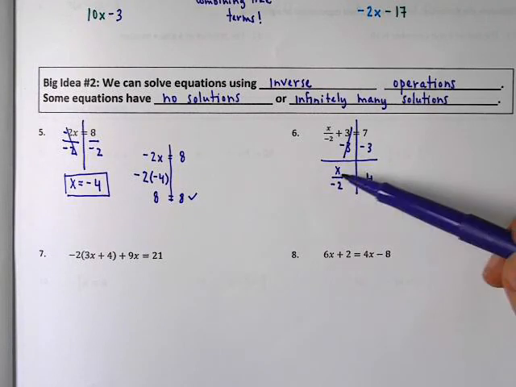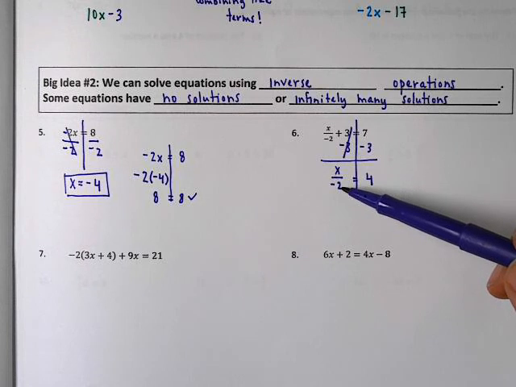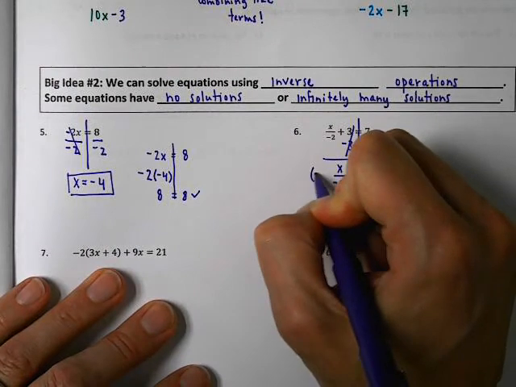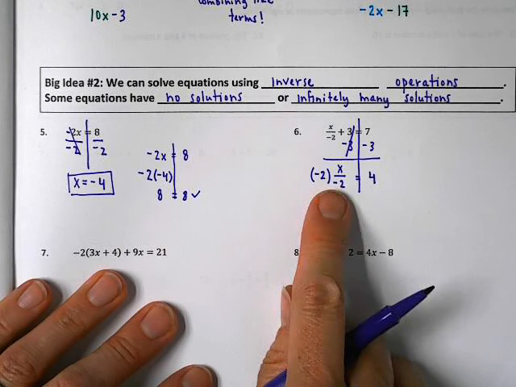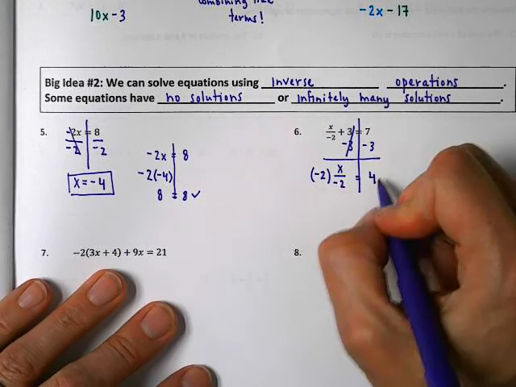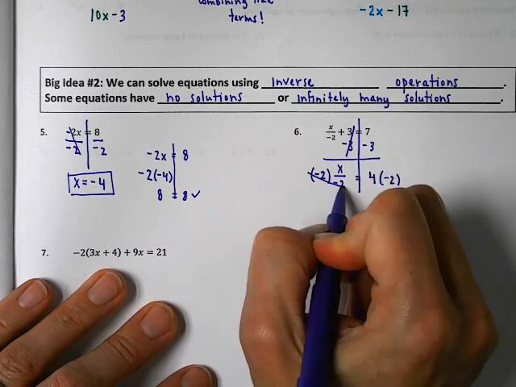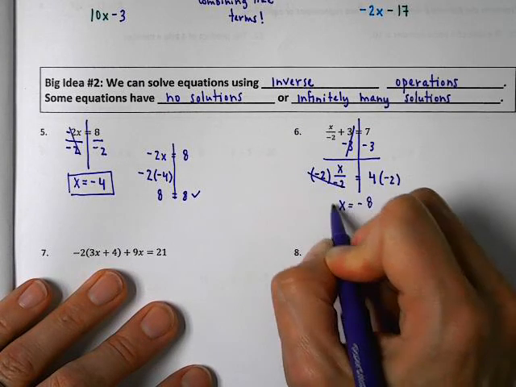Now, what I'm left with here is division. X is being divided by a negative 2. To do the opposite of division, to undo that division, I need to multiply by negative 2. Again, I'm multiplying by the same number that was in the denominator. And I'm going to do that on both sides. Then these numbers are going to cancel out, and I get x equals a negative 8.